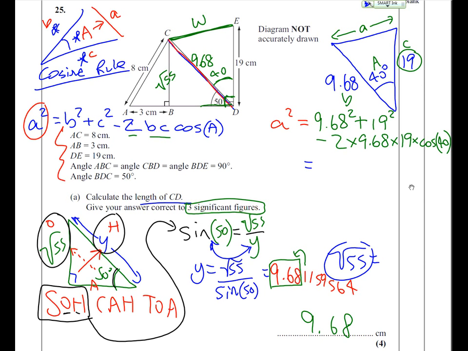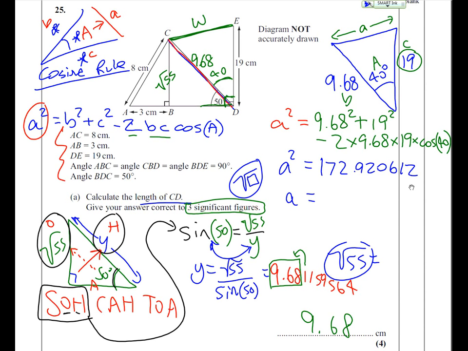Okay, let me catch up with you now. 9.68 squared plus 19 squared. Take away 2 times 9.68 times 19 times by cos of 40. It's cos because it's the cosine rule. 172.920612 is A squared. Final step, square root it using the calculator.